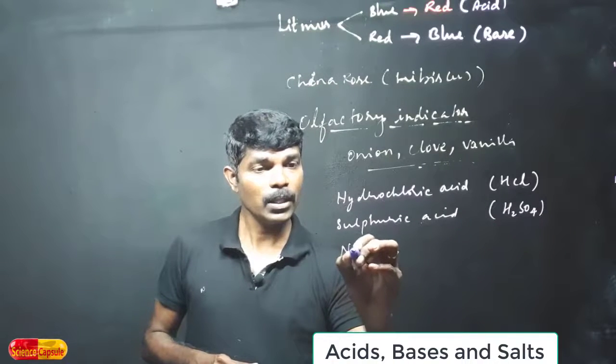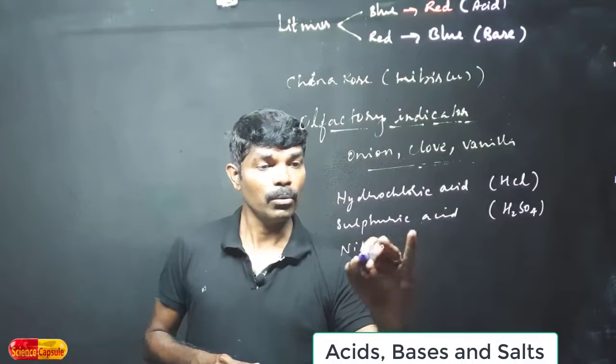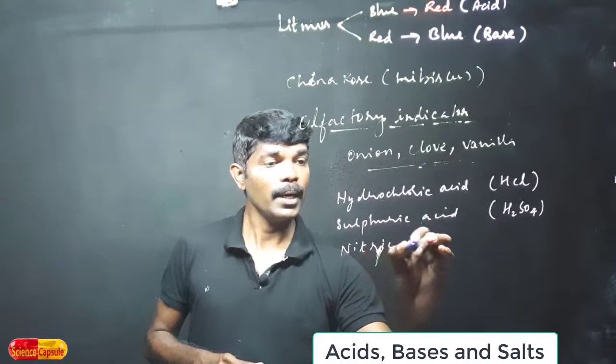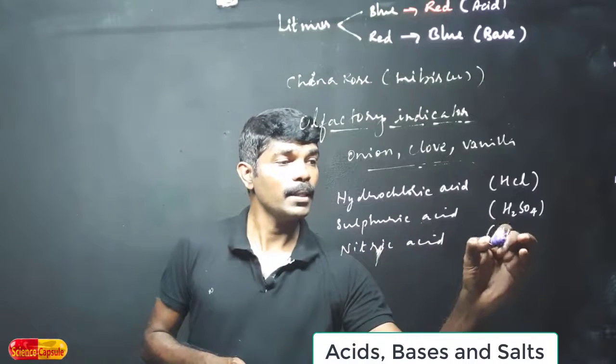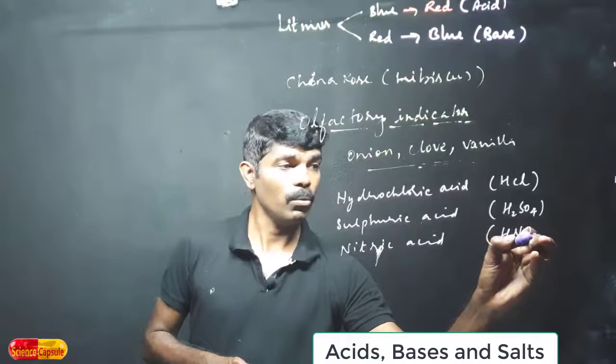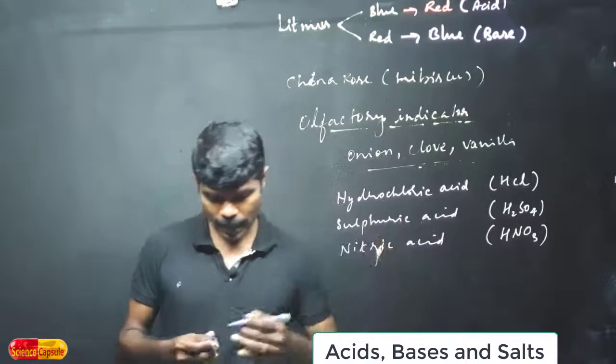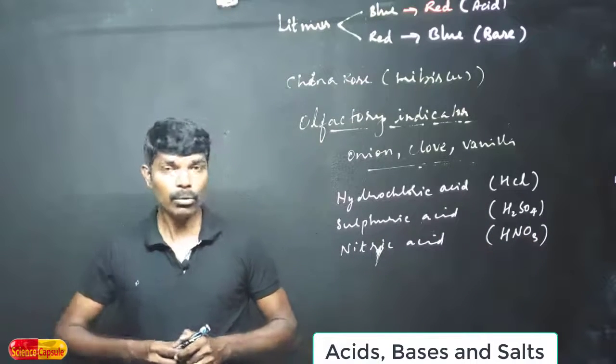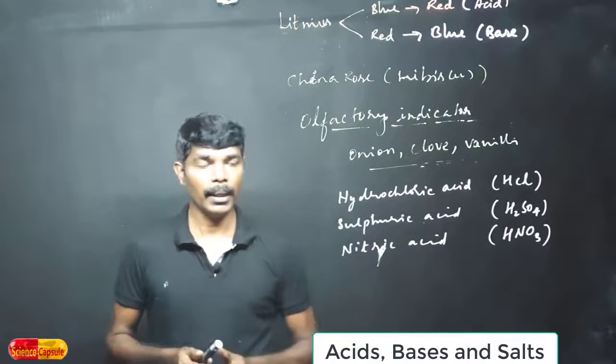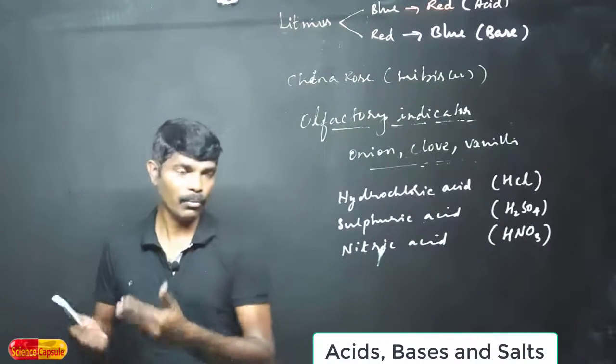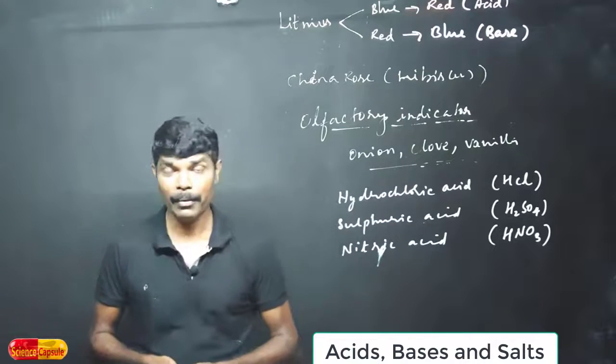Then nitric acid is also something you should know. The formula of nitric acid is HNO3. So these are the laboratory acids. You should know the formulas by heart, so that when we go to the later sections, you will find it very easy.